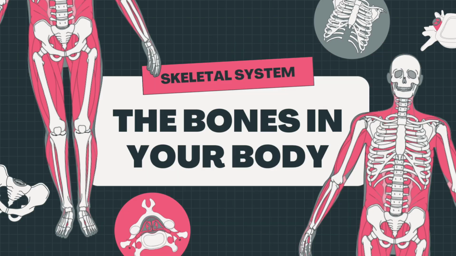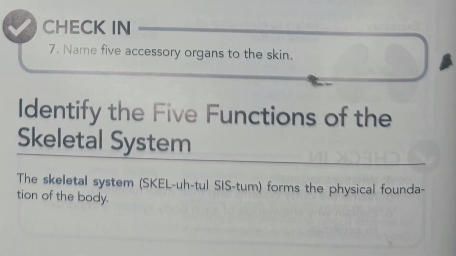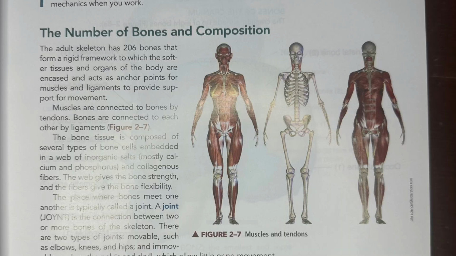Skeletal system. Functions of the skeletal system. 1. Gives shape and support. 2. Protects organs. 3. Provides attachments for muscles. 4. Produces white and red blood cells. 5. Stores minerals. Composition. Adults have 206 bones.